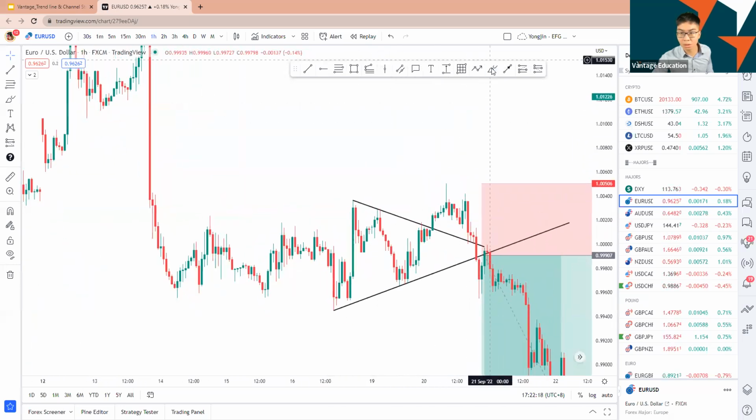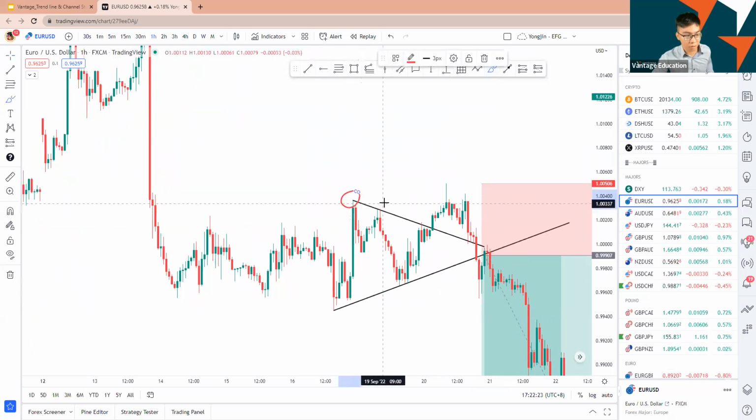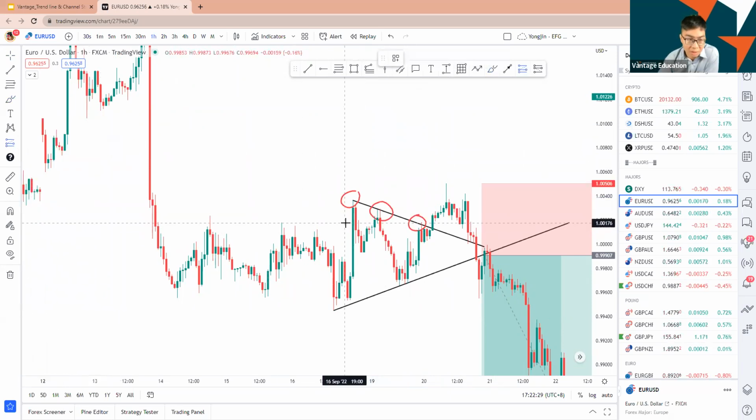Okay, as usual, we have 1 touch, 2 touches, 3 touches, the breakout. This is a very classic type of breakout that used to make me lose money in my trading.